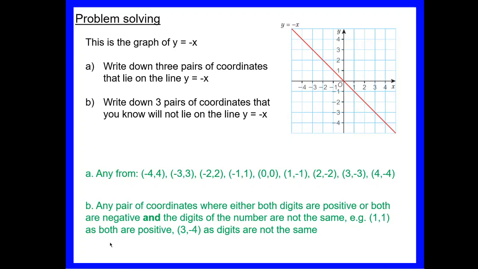You could have positive and negative numbers here where the digits are not the same. So (3, -4). So 3 along, -4 down would just be a little bit below the line, because on our line the digits are the same. So make sure you've got any 3 that suit that criteria.